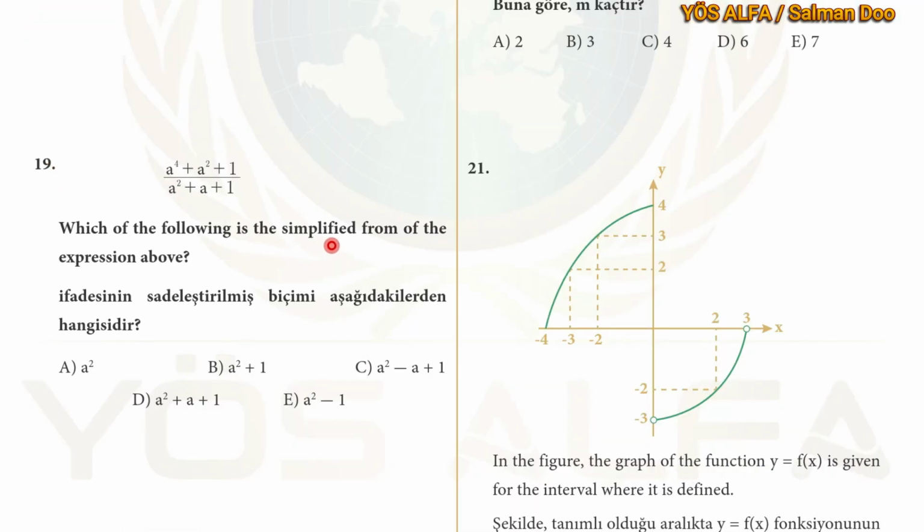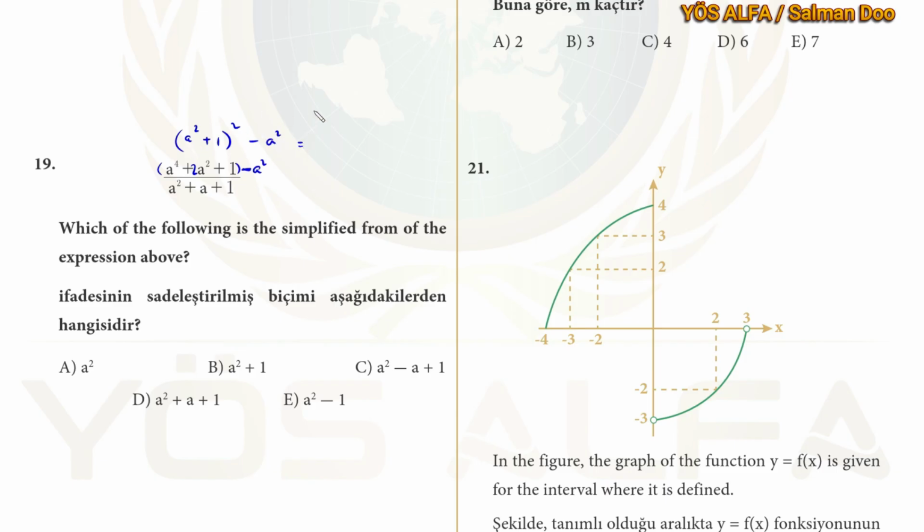Which of the following is the simplified form of the expression above? So let's simplify this. When we check the numerator, we see that if we add 2 here, then we can make it a perfect square. So let's add these two. In order not to change the value, we should have negative a squared. And the first 3 terms is a perfect square: (a squared plus 1) the whole square. And we have negative a squared.